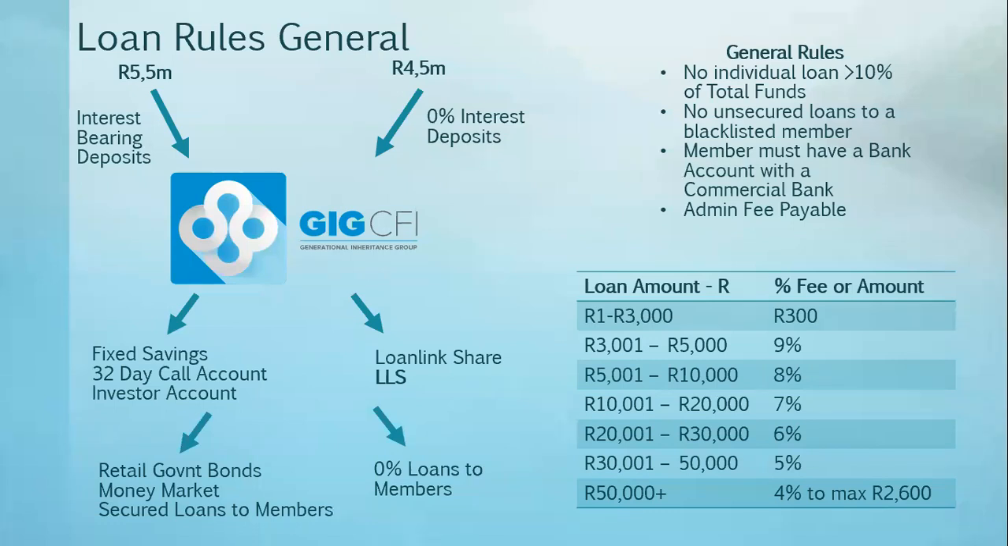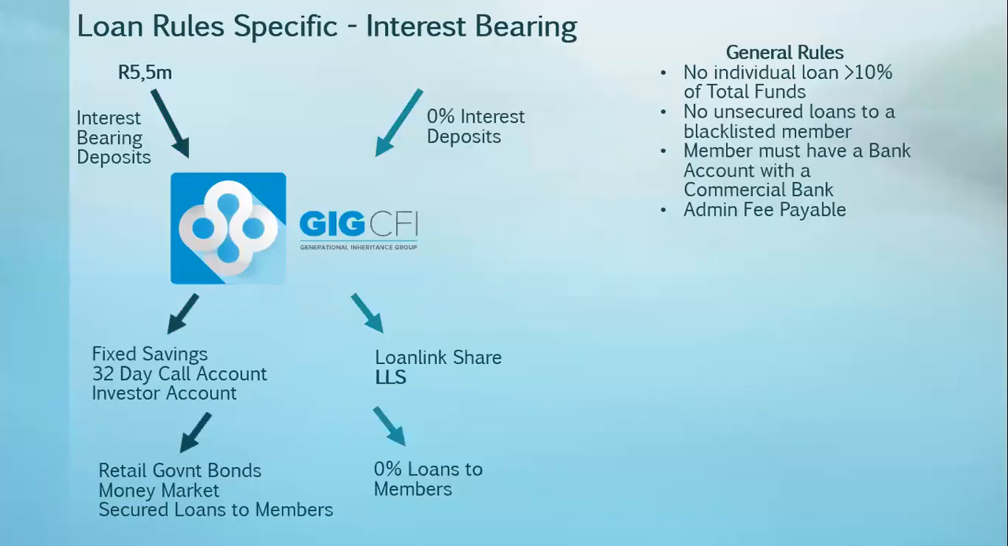So as we grow, the time will come that you might qualify for loans in the millions, but then the admin fee will be pegged and fixed at 2,600, or whatever is the latest peg that's prescribed by the National Credit Regulator. So those are just general rules, and it applies whether you borrow money on the interest-bearing side or on the zero interest side. Now let's look at specific rules.